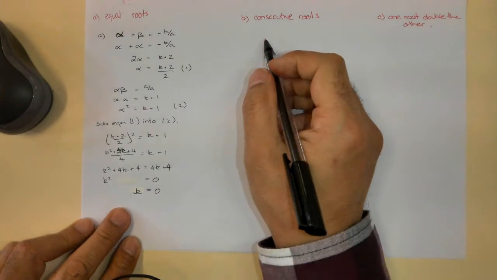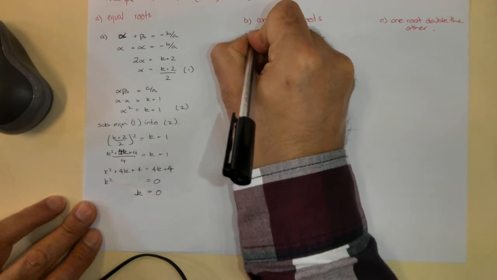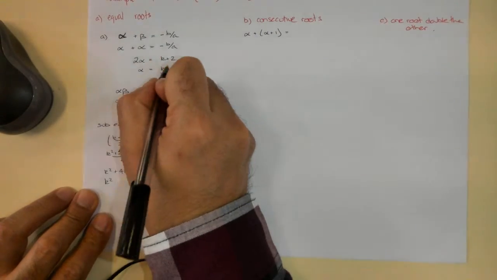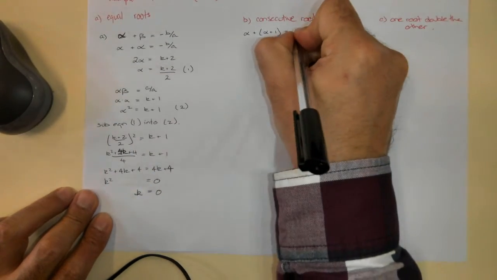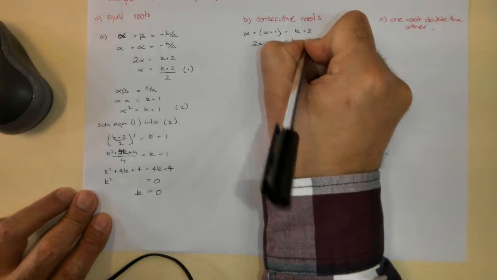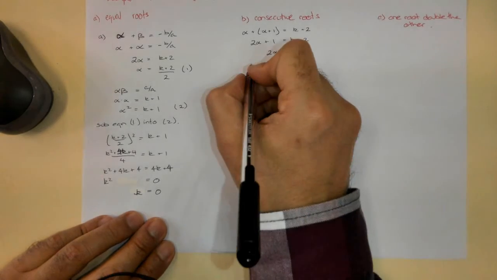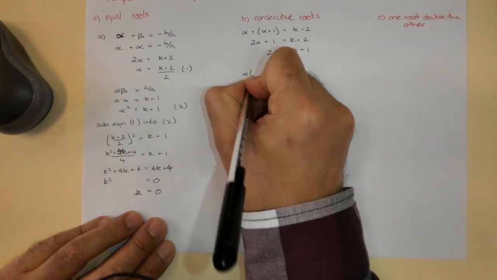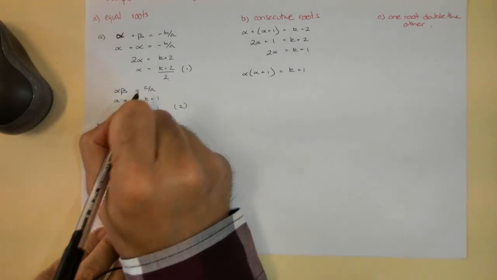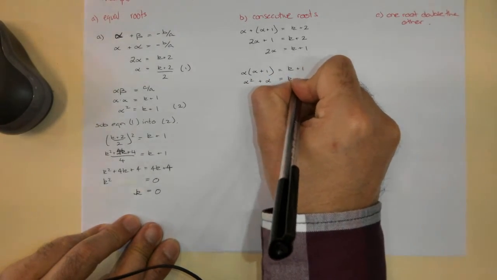All right. Now let's look at consecutive roots. What that means is that roots follow each other. So instead of alpha plus beta, it's going to be alpha plus alpha plus 1. Yeah, that's what consecutive means. And that's still going to be equal to negative b on a, and we know that that's going to be k plus 2. So what we have is 2 alpha plus 1 equals k plus 2. 2 alpha equals k plus 1. Now, the product of them is alpha lots of alpha plus 1. And that equals k plus 1, because it's still equal to c on a. Well, that's alpha squared plus alpha equals k plus 1.